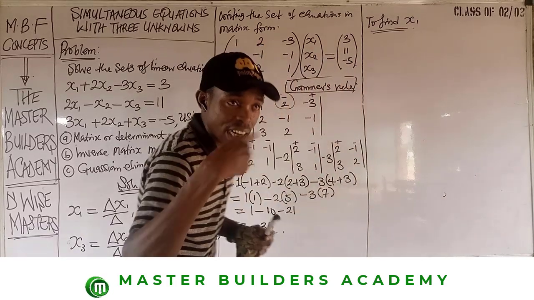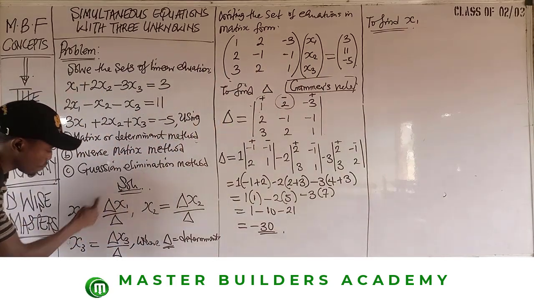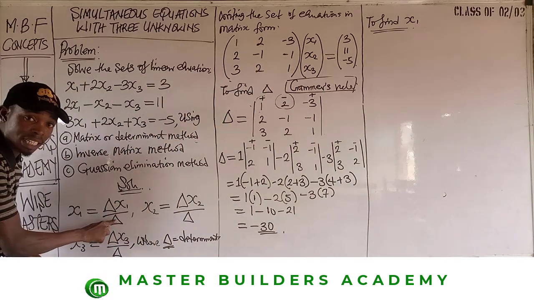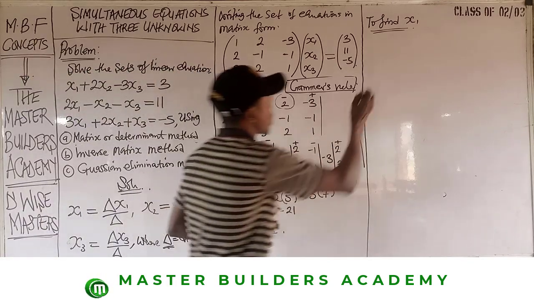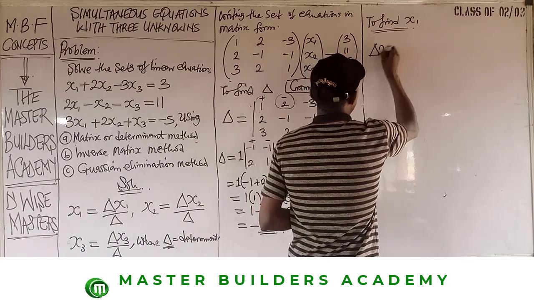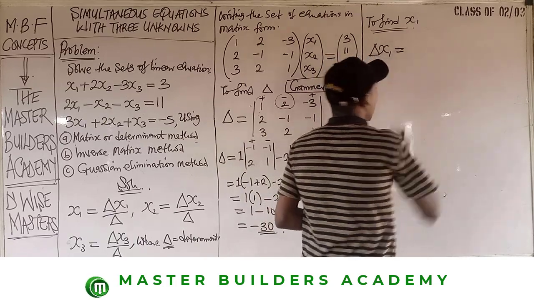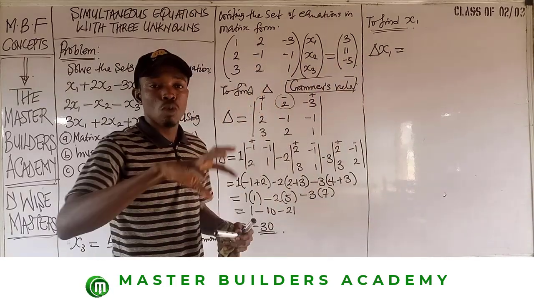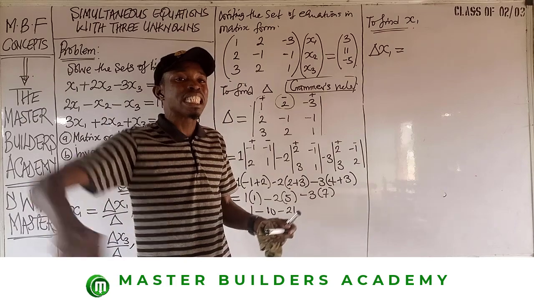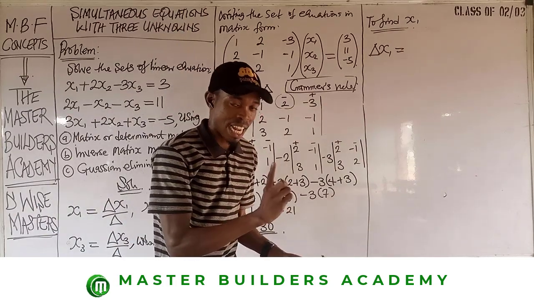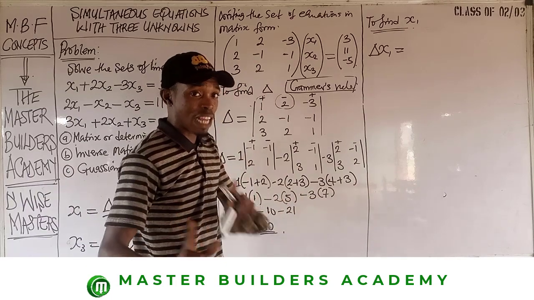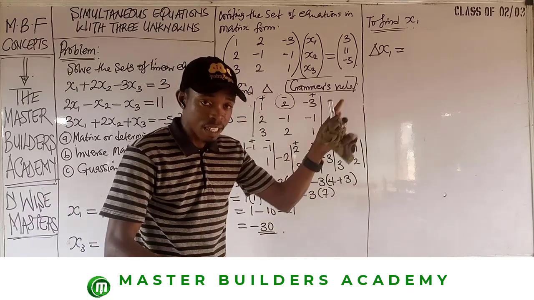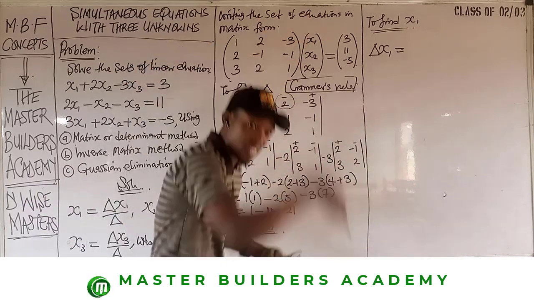So because I want to find x1, knowing fully well that this is my formula, and I've only obtained the denominator, I will now need to find the numerator first. To find the numerator, if I call this delta x1, this delta x1 is also the determinant with respect to x1, or with respect to x, assuming you are given x, y, and z. Are you there? So, with respect to the first unknown.